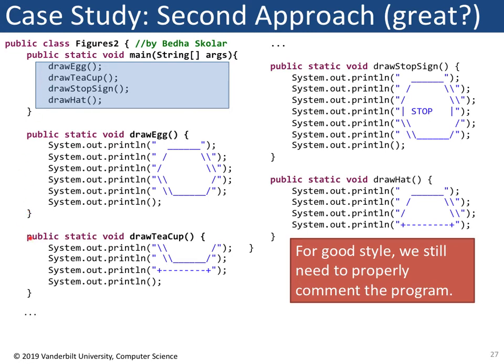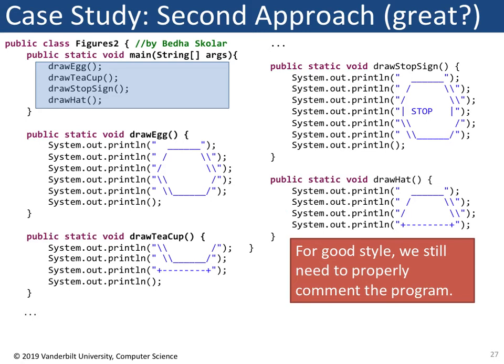Then we'll jump into draw teacup, execute the statements, jump back. Then it will move to draw stop sign, jump into draw stop sign, execute all the statements, jump back. Then it will execute the call to draw hat. It will jump into draw hat, execute all the statements, and jump back. Now this program is good.